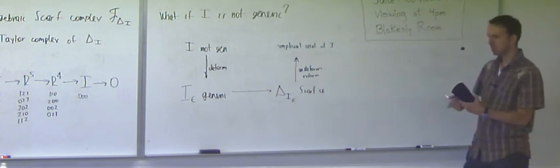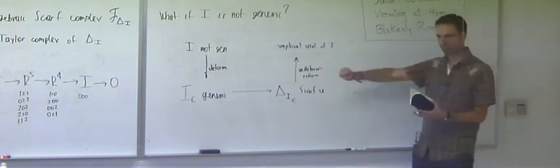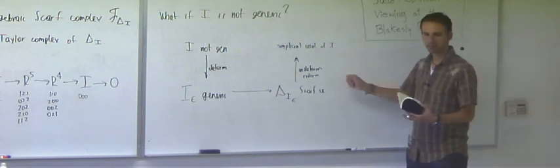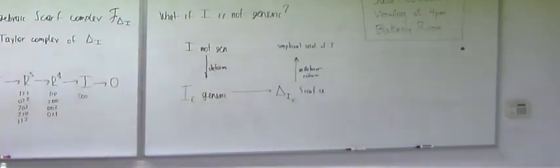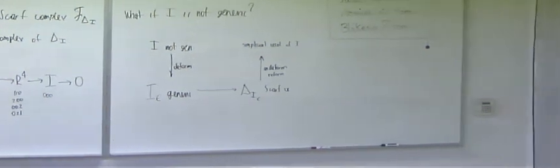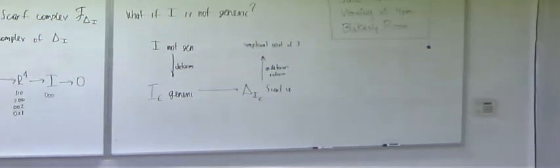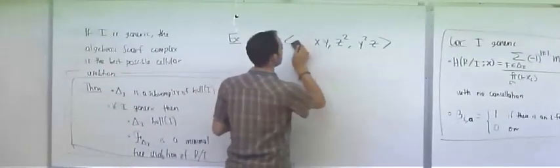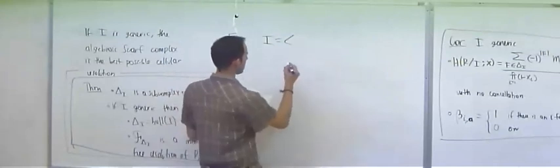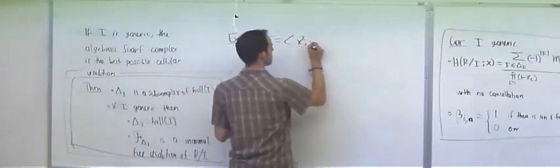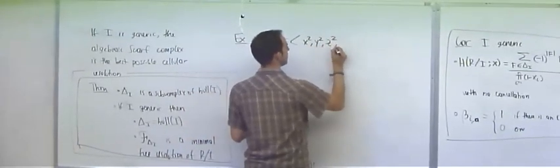So maybe what I'll do for the rest of the class is we'll do this in an example, and then I'll just state the theorem that says that this works. Okay. So this example is not good enough for us because this is generic, right? So let's choose a different example. So for example, here's a nice ideal that is not generic.